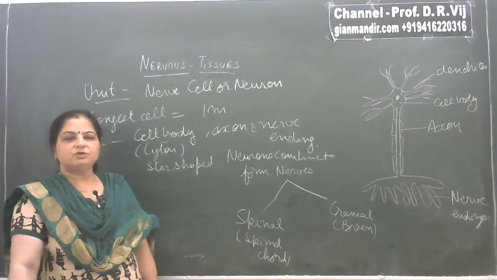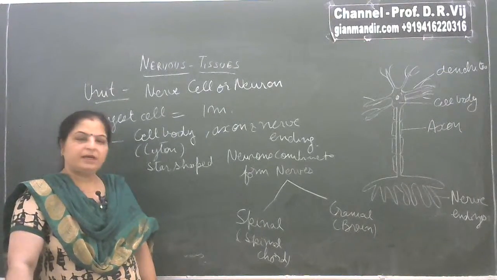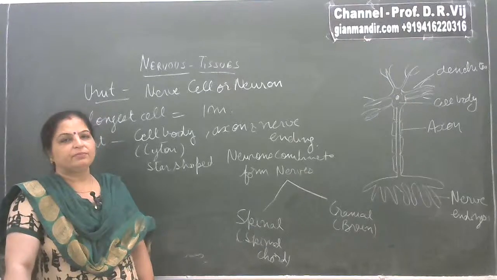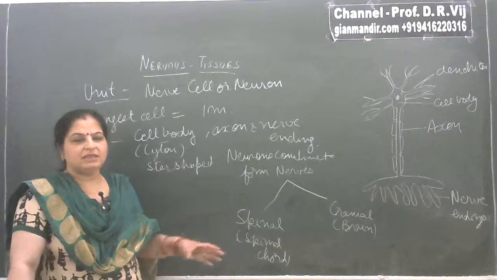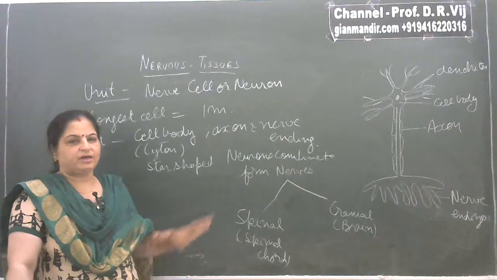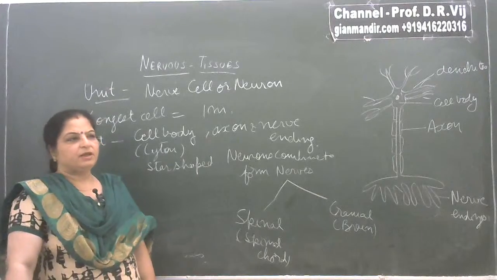Spinal nerves, as the name shows, remain attached to the spinal cord, and the cranial nerves remain attached to the brain. And even the spinal cord and brain, all these coordinating centers of the body, are made up of these nerve cells or neurons.